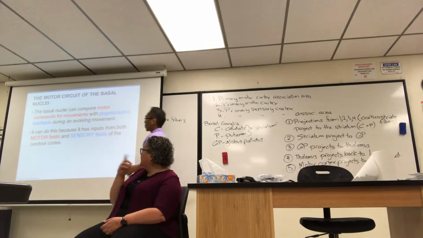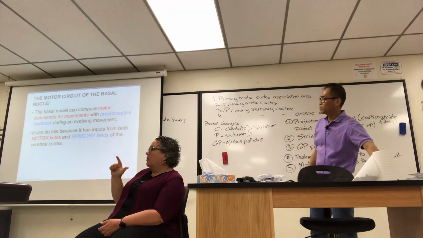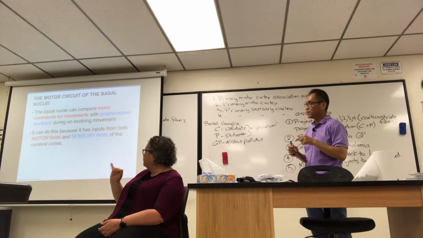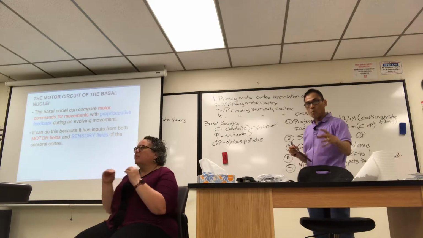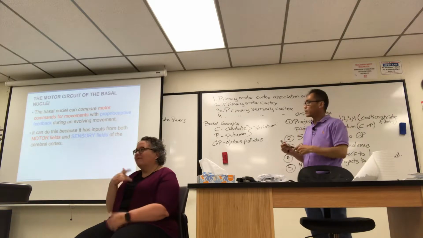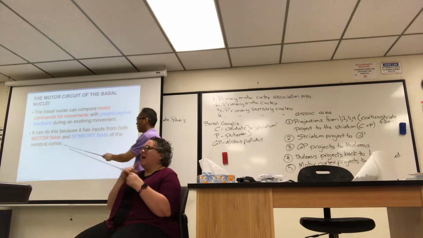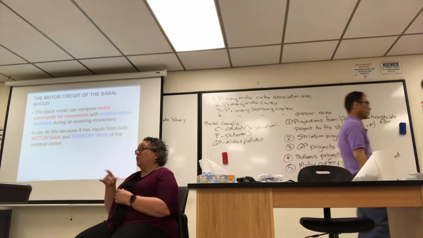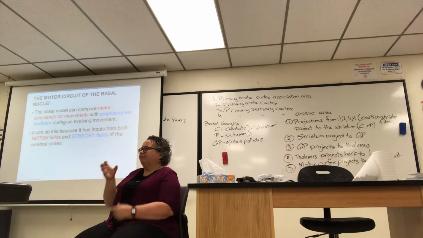The basal nuclei, or basal ganglia, those are these 3 things. What they can do, they can compare motor commands for movements with proprioceptive feedback during an evolving movement. I gave the example of grabbing a wine glass and it almost slips out of my hand. How do I know it slips out of my hand? You can feel that, right? It can do this because it has inputs from both motor and sensory fields. So as you feel the glass slipping out of your hand, you adjust your grip. Sometimes you drop the glass, sometimes you don't.